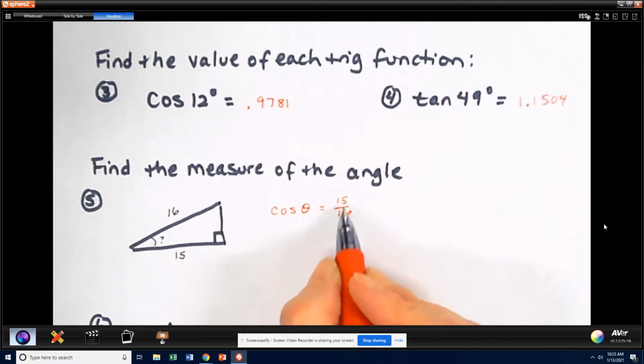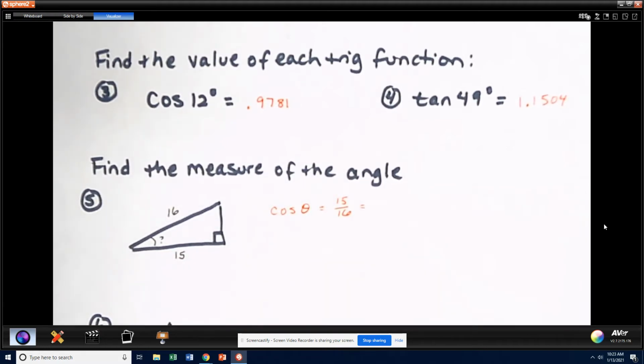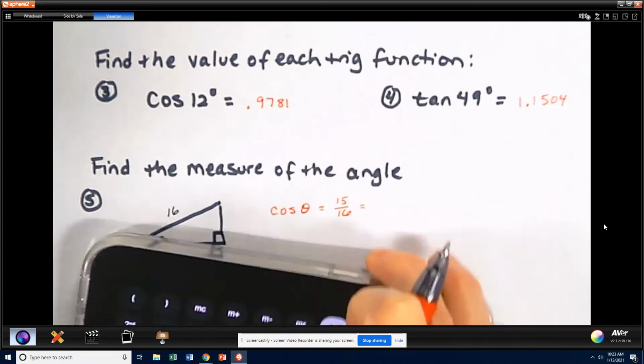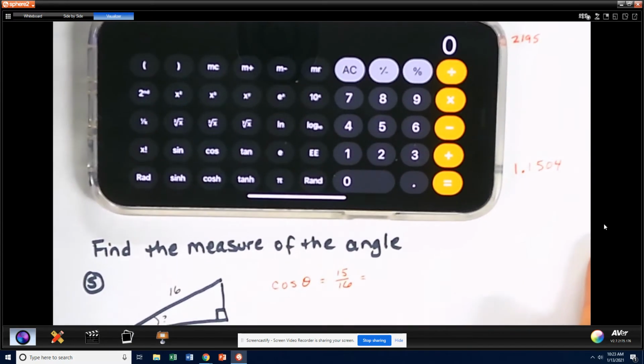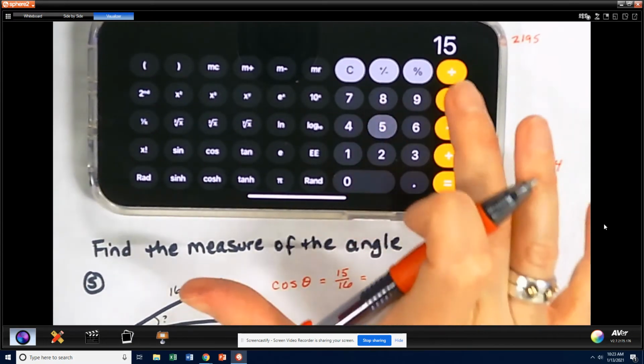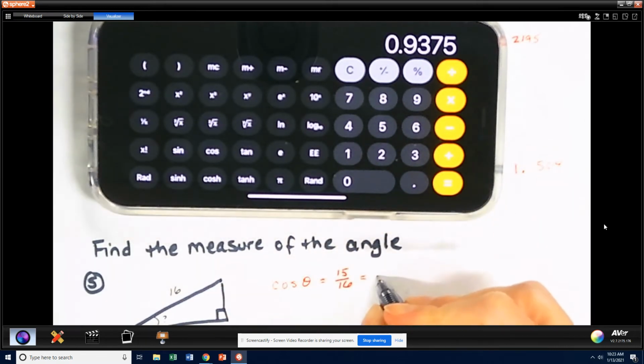Well, first I have to figure out what 15 over 16 is as a decimal. So again, I'm going to whip out my handy-dandy cell phone calculator because I imagine that is what most of you are using. Clear it and set it so you can see it. I'm going to do 15 divided by 16, and I get this decimal, 0.9375. So that's the ratio as cosine.